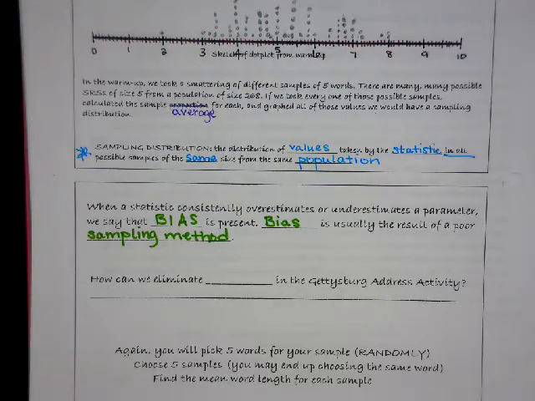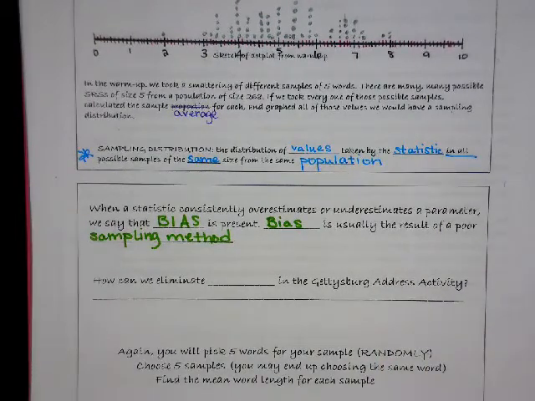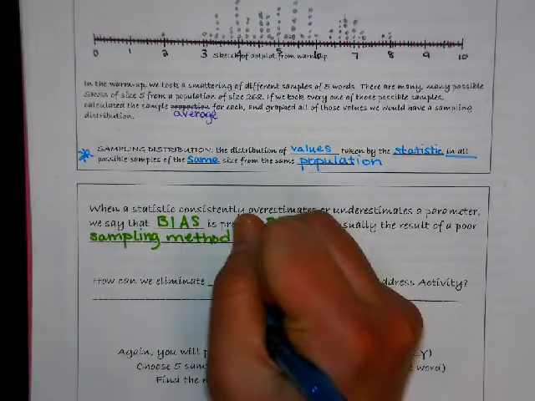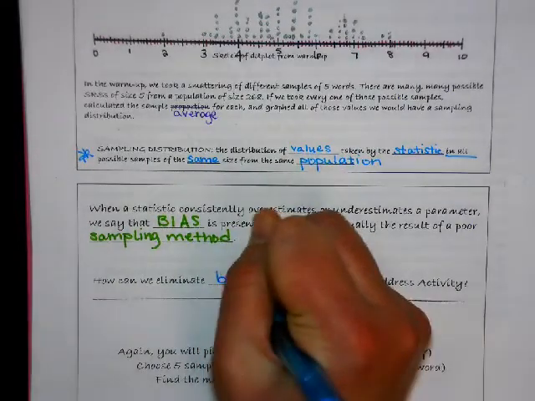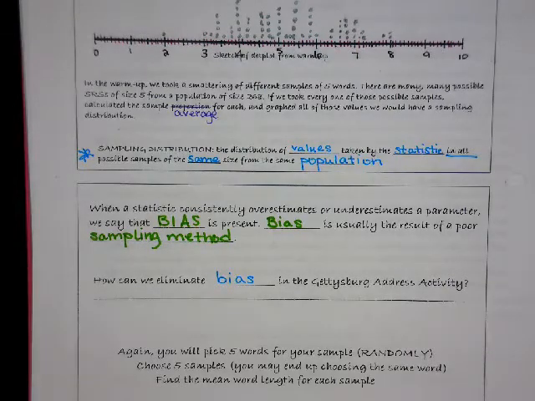So, in the warm-up, the Gettysburg Address activity, I purposely used a poor sampling method so that we would have bias. So what could we do to remove bias from that activity?